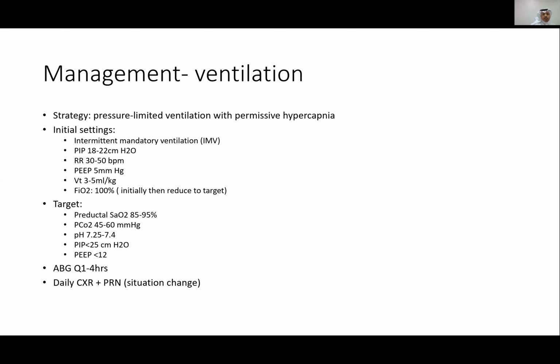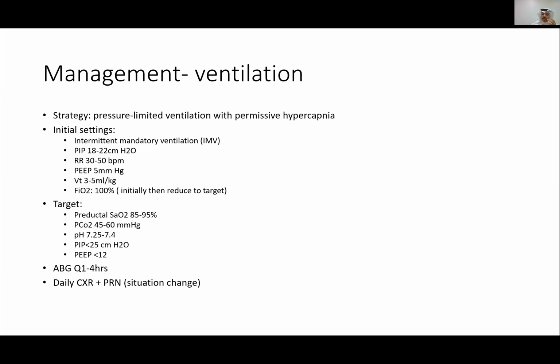You want a PCO2 that is 45 to 60, so allowing a little bit of permissive hypercapnia. You want a little bit of an acidotic side, so 7.25 to 7.4. You do not want to increase the PIP more than 25 because otherwise you get barotrauma. You do not want to increase the PEEP above 10 to 12. So that's really, really important. If you cannot achieve those targets by your settings, then you have to move to a different ventilation strategy. And we'll talk about that in a minute.